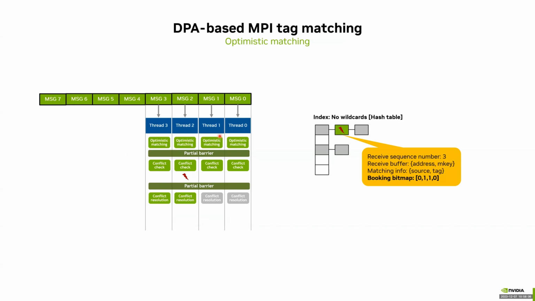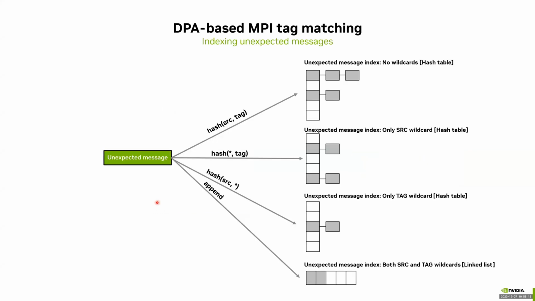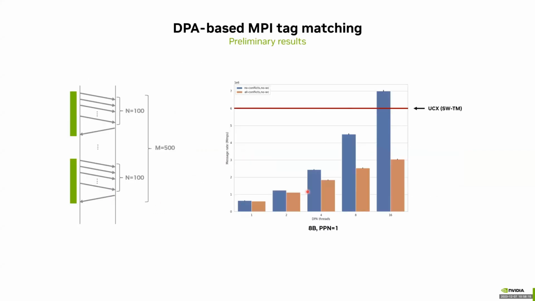So in this way, we could actually save this additional synchronization that we have here, and that slows us down in the worst case scenario. So again, this concludes the talk.